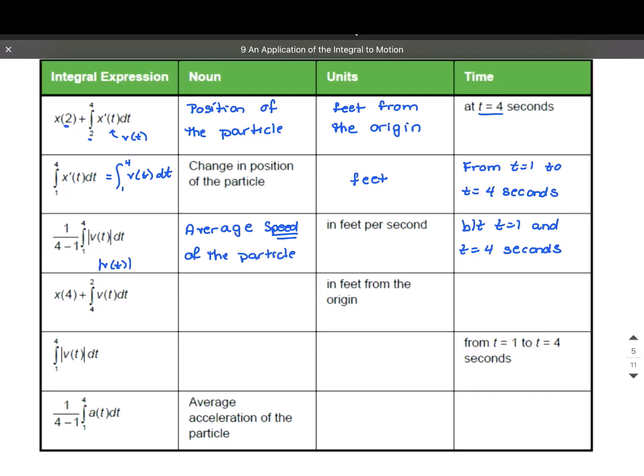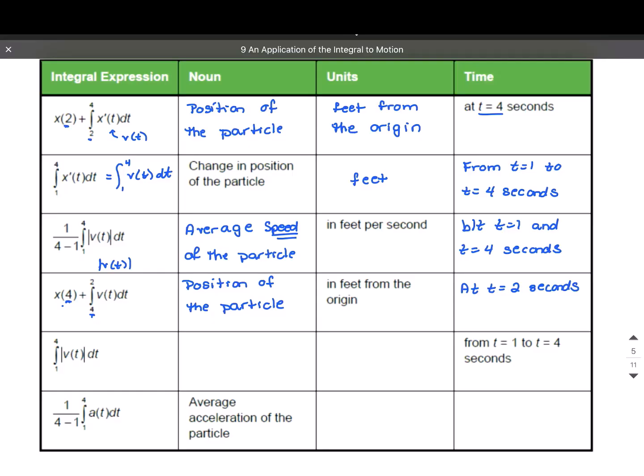All right, next up, we have x of 4 plus the integral from 4 to 2 of v of t dt. Notice the lower limit, and we have the position at that lower limit. That's taking the starting position plus our change in position. That is the position of the particle. That's measured in feet from the origin, and it's happening at the time t equals 2 seconds.